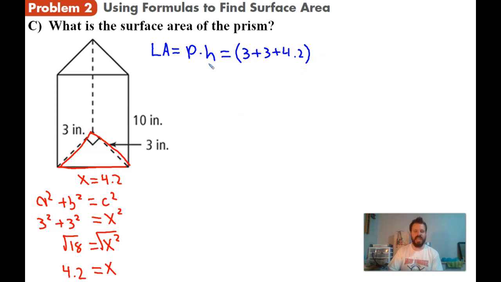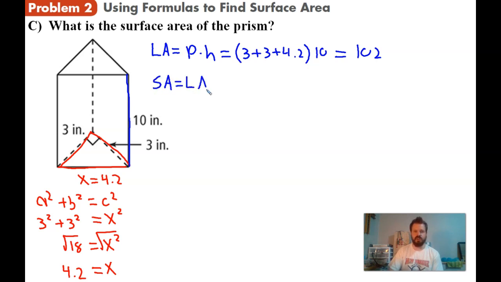And then times h, the height of the prism, that's my distance between my bases. So distance from top to bottom, in this case, it's a 10. And when I multiply all that through the calculator, I end up with a 102. Okay, so there's my lateral area, the area of the three rectangles that make up the sides between the bases. And then from there we can find the surface area.